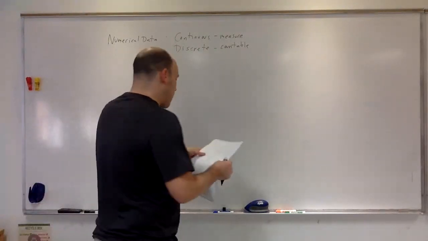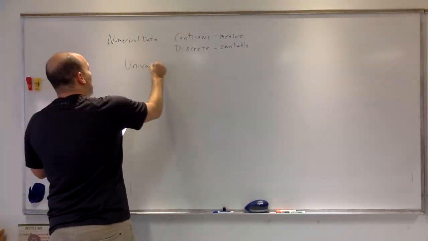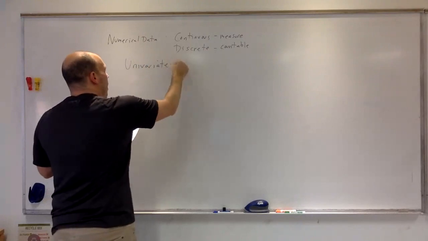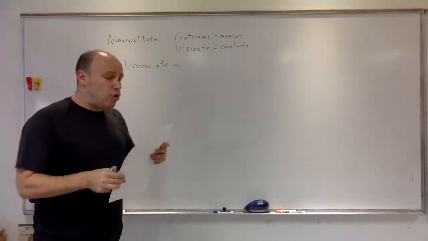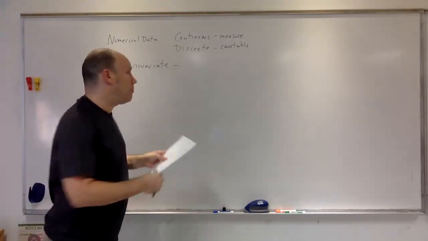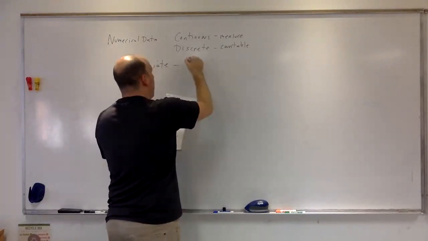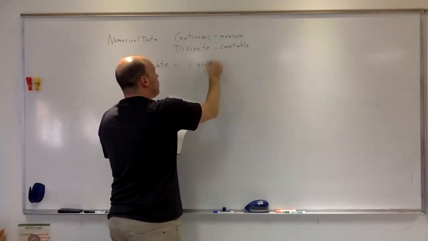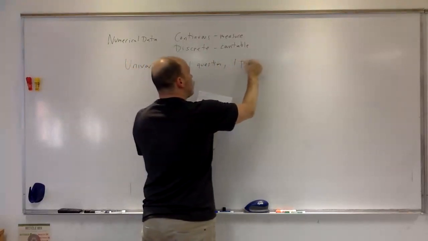So the first word is univariate. And the idea, can you see the marker? Should I get a new one? No, we're good. So the idea with univariate data is that there's just one piece of information or one variable. It would be like one question or one piece of information.